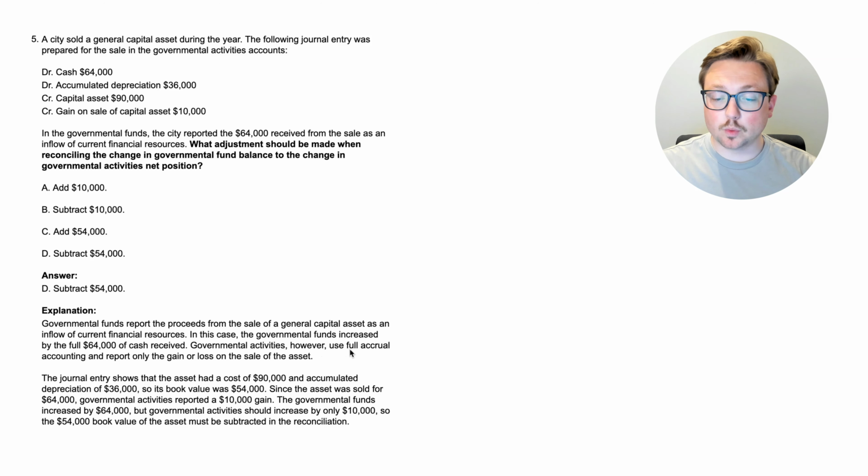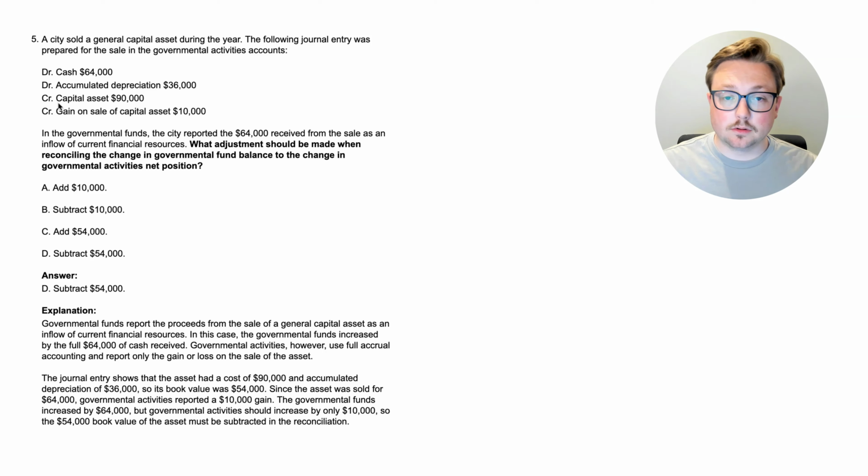Governmental activities, however, was using full accrual accounting and report only the gain or loss on the sale of the asset. The journal entry shows that the asset had a cost of $90,000, and then it had accumulated depreciation of $36,000, so its value was $54,000. Since the asset was sold for $64,000, there's that $10,000 gain. The governmental funds increased by $64,000, but the governmental activities should only increase by $10,000 from that gain. So the $54,000 book value of the asset must be subtracted in the reconciliation to get to the correct number.